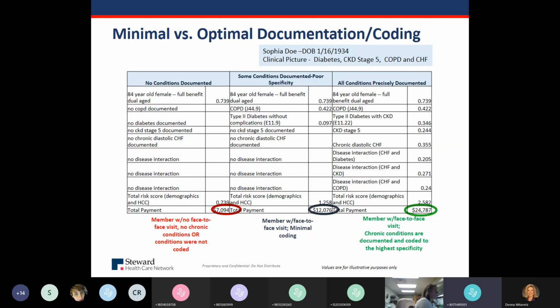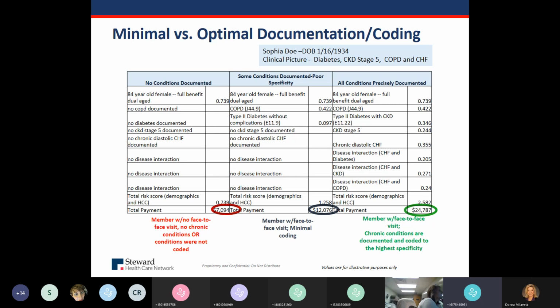There is always a causal relationship between type 2 diabetes and chronic kidney disease unless the provider states otherwise. So a coder would automatically link those if the provider hadn't, unless the provider says otherwise, that the CKD is unrelated. But in this case, it was related. The CKD also needs to be staged, and in the Medicare model, stage 3, 4, 5, and end stage all have additional risk value.